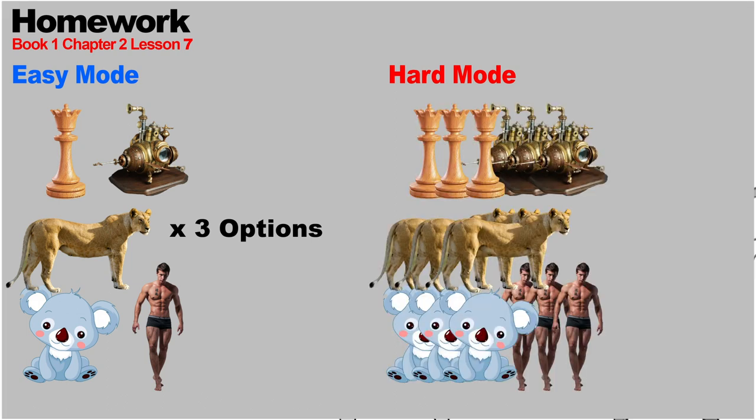For the hard mode, we increase the objects to 15, but we keep it 3 options for each. So increase the complexity of the objects, but keep the 3 options for each one of them. In total, you will have 45 drawings in the end of this exercise. But of course, don't stop at that number.